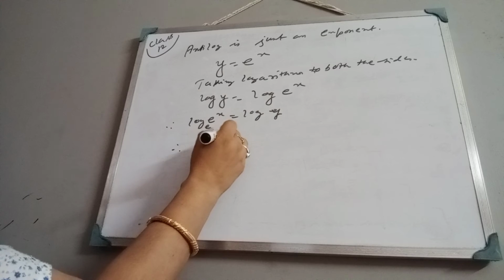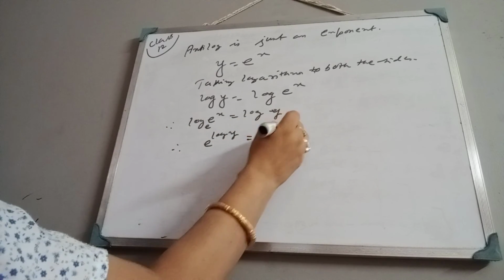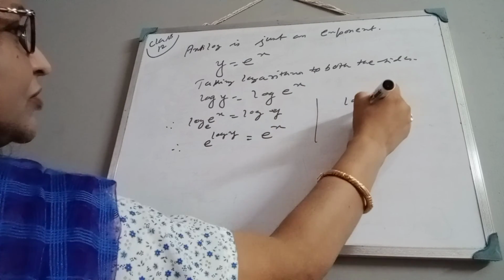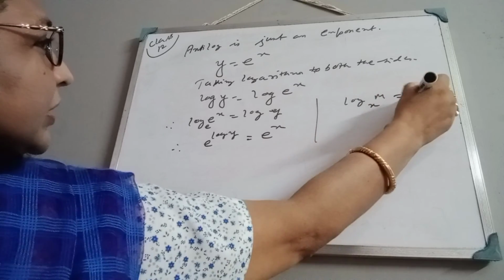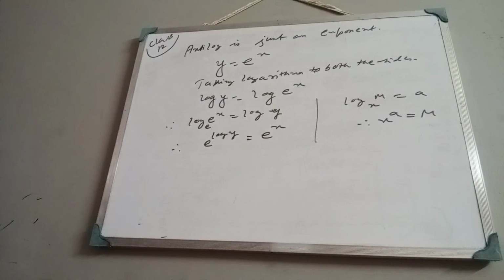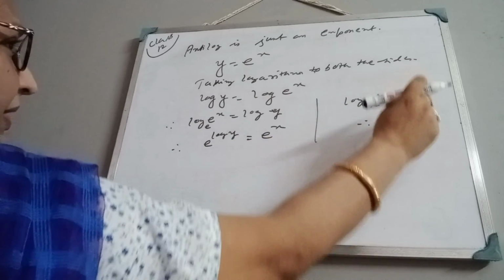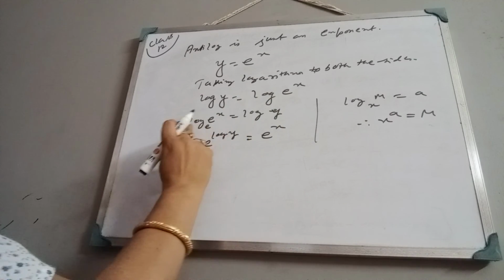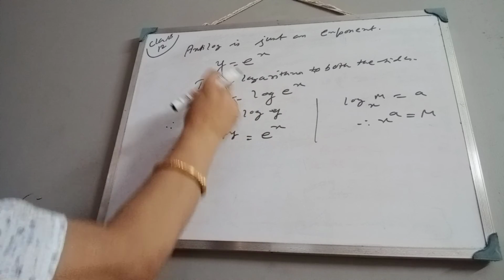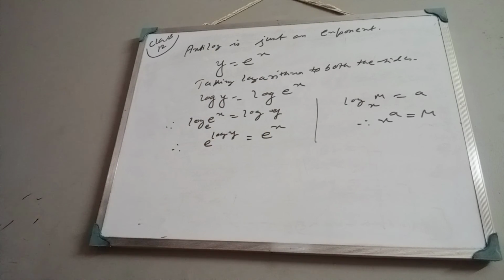e to the power log y, according to the logarithm formula, is equal to e to the power x. Can we write? Yes, we can write, because we know log m to the base x is equal to a. Then we can write x to the power a is equal to m, according to the logarithm definition. Same thing here, we can write log e to the power x base e equals log y. By taking logarithm from this exponential function, we can write e to the power log y is equal to e to the power x.